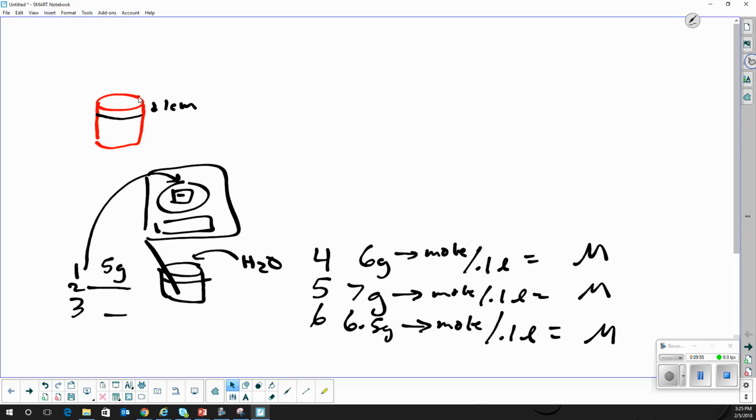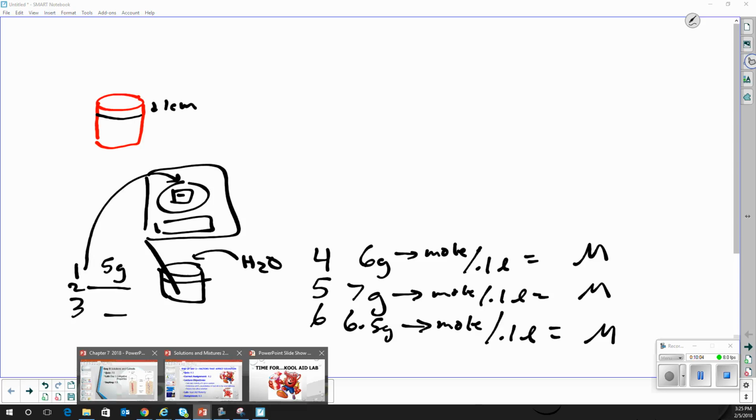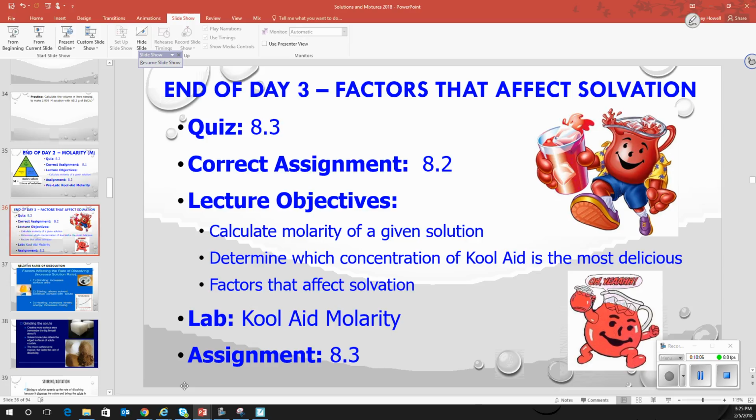When you're done, I want the room nice and tidy and clean. You're working on your next assignment, which is assignment number 8.3. Okay, so now is the time to get your stuff for your Kool-Aid lab, get it done before the end of the period, and work on assignment 8.3.